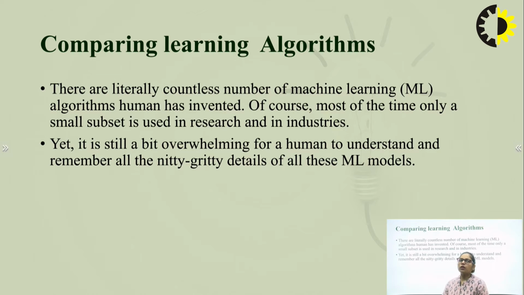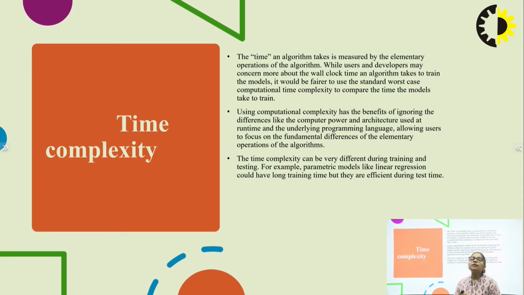Comparing learning algorithms. There are literally a number of machine learning algorithms humans have invented, because most of the time only a small subset is used in research and industries. Yet it is still a bit overwhelming for a human to understand and remember all the nitty-gritty details of these machine learning models. Now, the time complexity. The time an algorithm takes is measured by the elementary operations of the algorithm, while users and developers may concern more about the wall clock time an algorithm takes to train the model. It would be fair to use the standard worst case computational time complexity to compare the time models take to train. Basically, for every algorithm we check the time complexity.